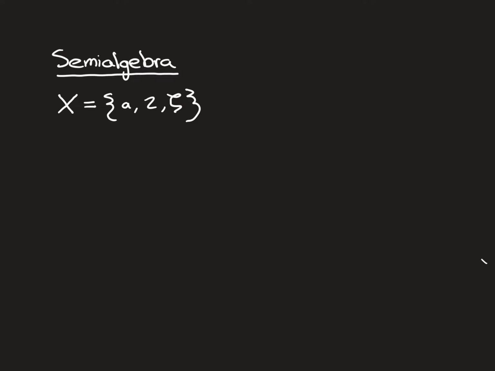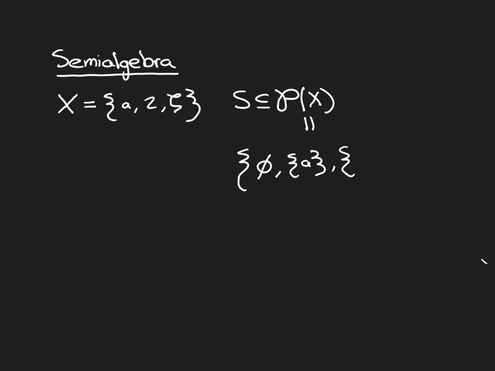So we can denote our semi-algebra by S, and it is going to be a subset of the power set of X. Now, I will denote the power set of X with this curly P here. And remember, this means the set of all subsets of X. So in that you'll have the empty set, which is a subset of X. You'll have all of the singleton sets, so the set with A in it, the set with 2 in it. And remember, this symbol here, phi, this just means braces with nothing in. So that's the only combination of a set with nothing in.